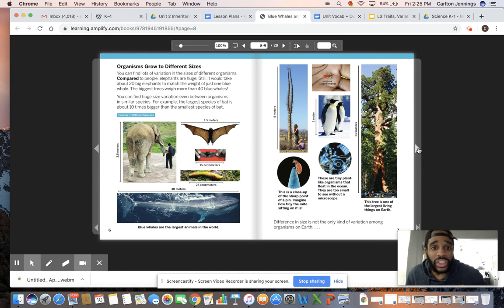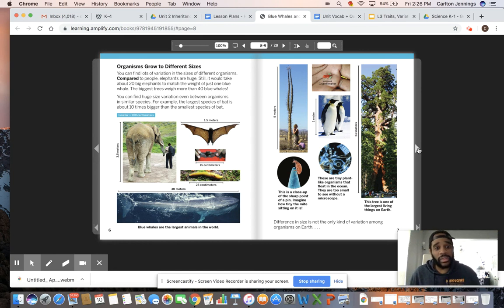So if you did the math, it's 20 for one. Every 20 elephants is one blue whale. So if you did 40 times 20, which is 800, it would take 800 elephants to be as much as this big tree. You can find huge size variation even between organisms in similar species. For example, the largest species of bat is about 10 times bigger than the smallest species of bat. So here we see a bat goes from 15 centimeters all the way up to 1.5 meters, which is about 10 feet long, which is pretty big.